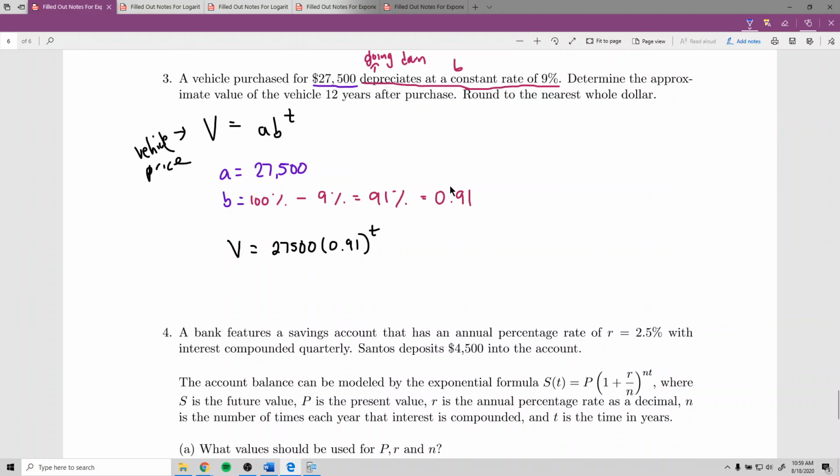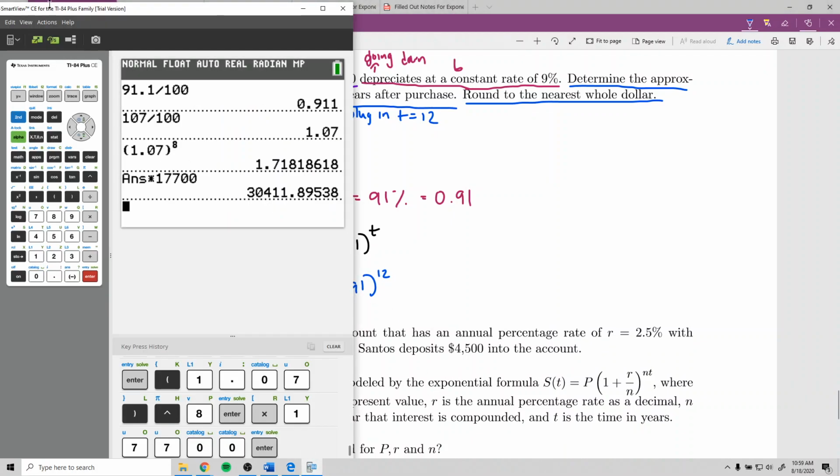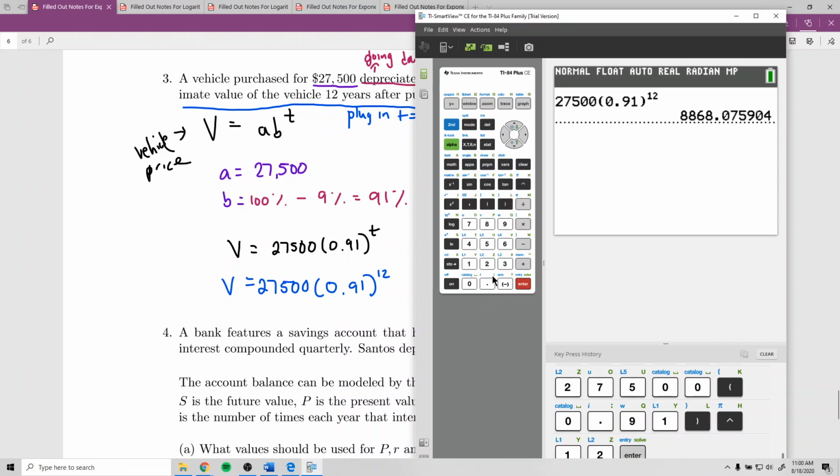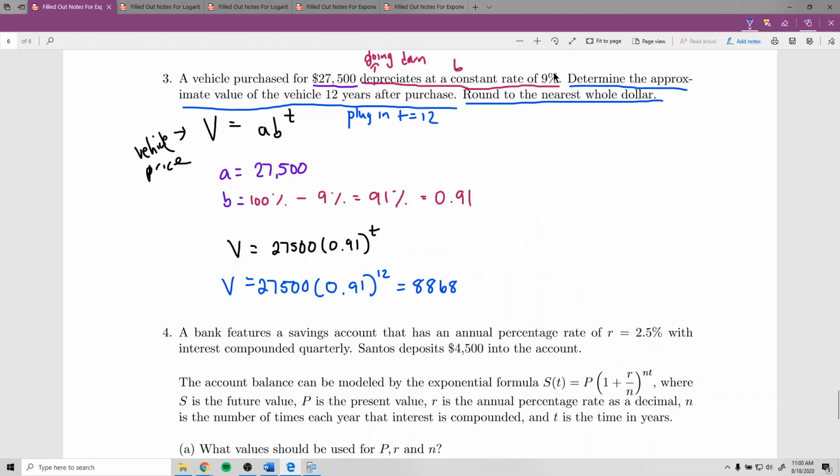Right. And now to finish this problem up, we want to determine the approximate value of the vehicle 12 years after purchase, round to the nearest whole dollar. Well, this is telling us to plug in t equals 12. So we get v equals 27,500 times 0.91 to the 12 power. And when we do that, round to the nearest whole number, we get $8,868. Right? And if you've ever owned a car for 12 years, you know that it's not going to be worth that much after 12 years. This problem is a little ambitious as to how much a car is worth.